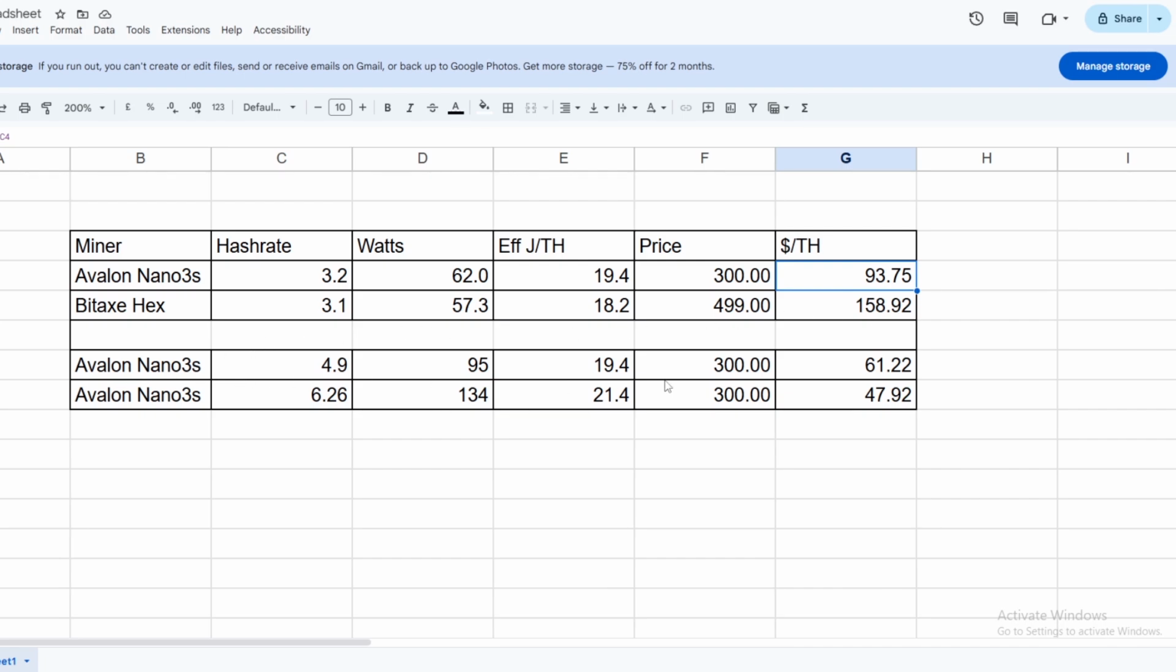And then if we look down here, it obviously decreases as well. Because you can put the Avalon Nano into high mode, which is 6.26, you lose a little bit of efficiency there, so 21.4, but the price per terahash decreases drastically. So you're looking at 47, so nearly half of what you have on the low mode.